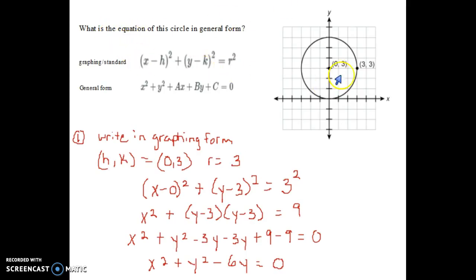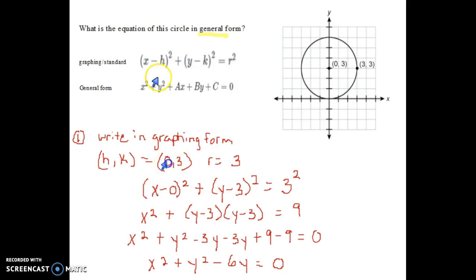Now the last one actually just gives you a picture and wants you to write it in general form, not in graphing form, but you want to start with your graphing form. So when I start with my graphing form, I'm going to identify my center, which is right here. So the coordinates of my center are 0, 3. So that's my h and my k. My radius, if I count, is 1, 2, 3. So radius is 3.